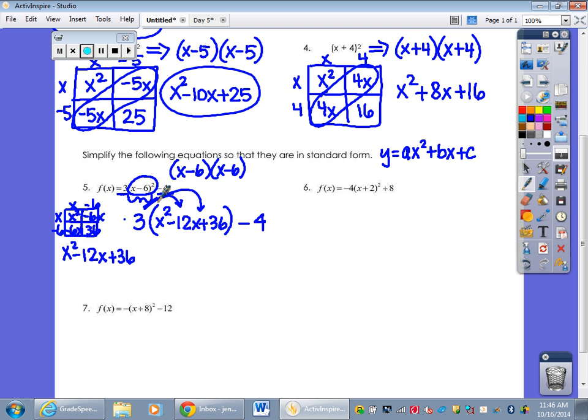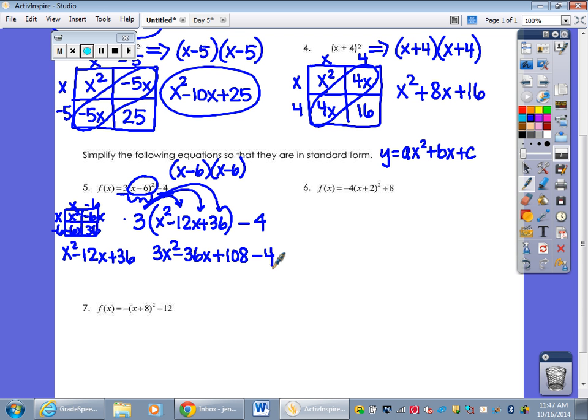When there's a 3 outside the parentheses, that means we're going to distribute. So 3 times x squared is 3x squared. 3 times negative 12 is negative 36x. And 3 times 36 is 108. Okay? And then we still have minus 4. Okay, so the minus 4, you don't multiply the 3 times that because it's not in the parentheses. You just basically subtract it once you're done doing all your multiplication.